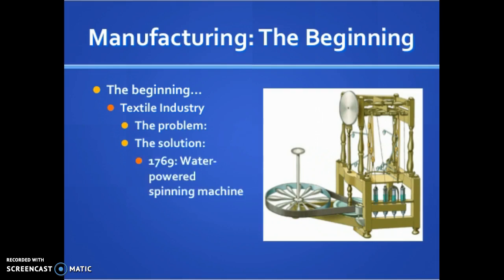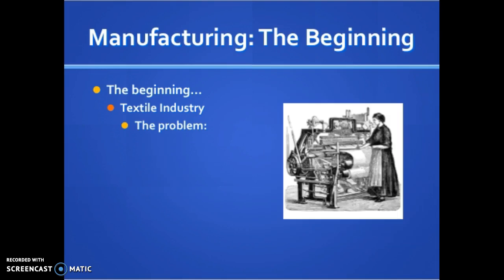The problem was solved in 1769 with the first water-powered spinning machine. In other words, you have a mechanized production of thread, which created a new problem. Now there was plenty of cotton thread, but weaving that thread into cloth was still done by hand. The solution will be in 1785, the creation of a water-powered loom. In other words, now we're mechanizing the weaving of thread into cloth.